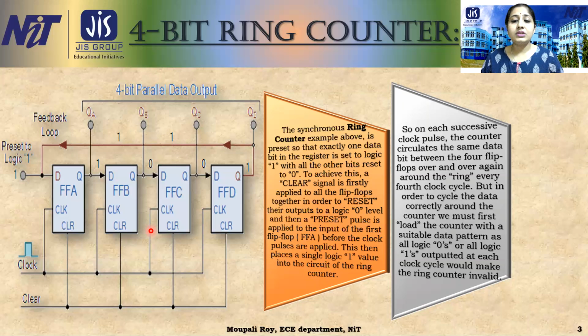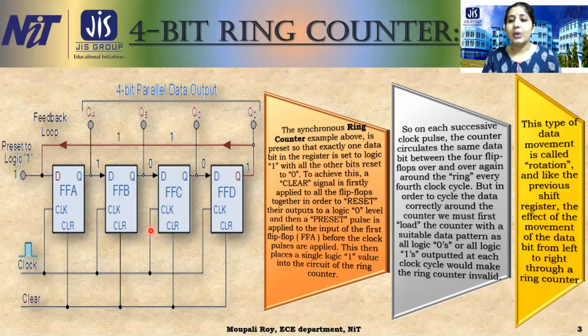But in order to cycle the data correctly around the counter, we must first load the counter with a suitable data pattern of logic 1 or logic 0. If we randomly change the output on each clock cycle, the ring counter becomes invalid, because we are interrupting its working. So this type of data movement is called rotation. We give one input, then we rotate it. So this is called rotation.